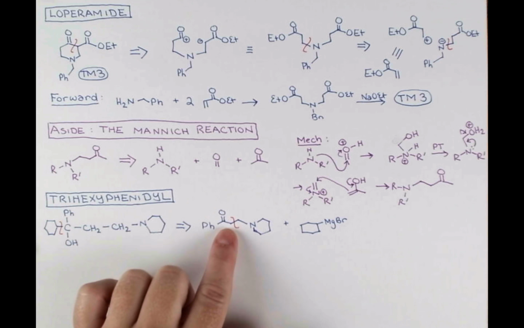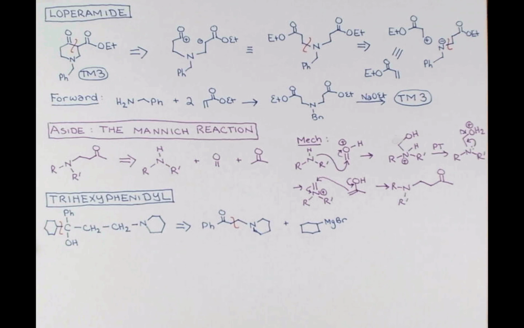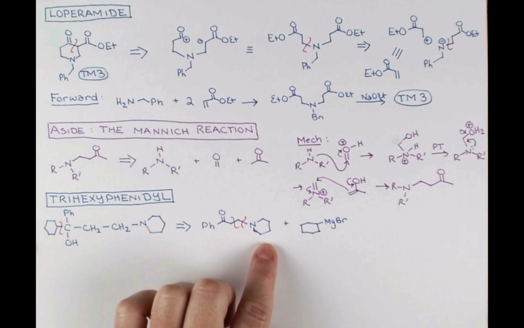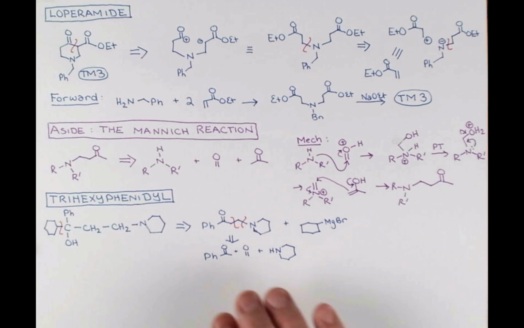There'll be this part coming from an enolate that corresponds to this. This carbon here comes from formaldehyde. And then this comes from our amine. This is benzophenone, formaldehyde, and piperidine, and these are all commercially available.